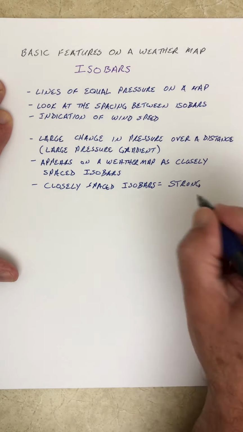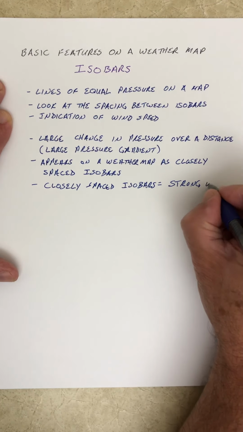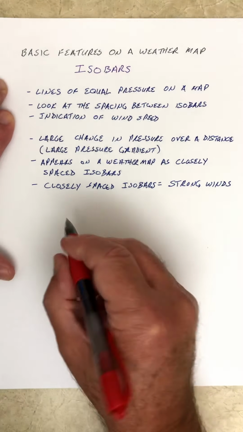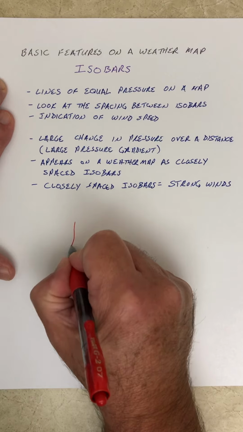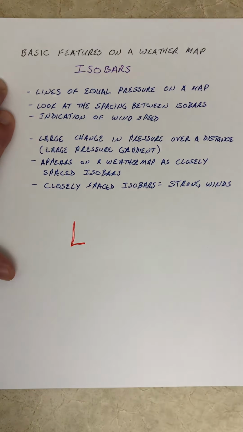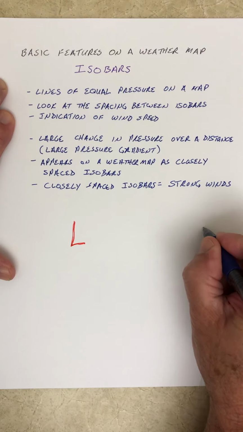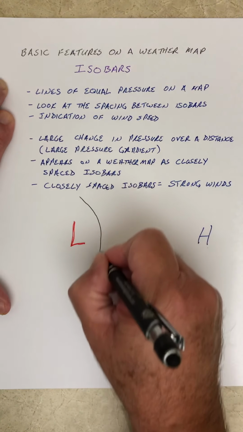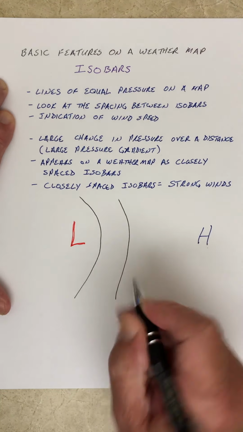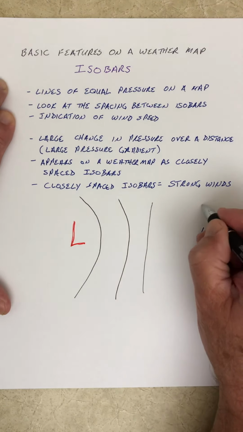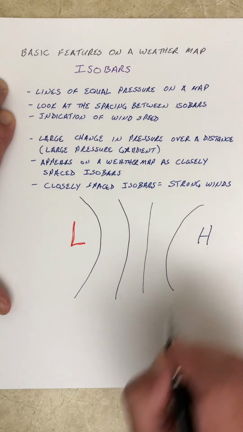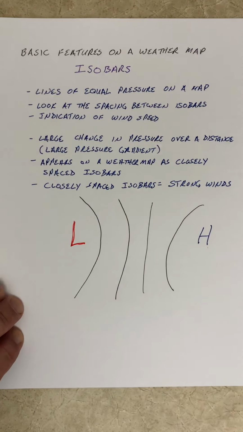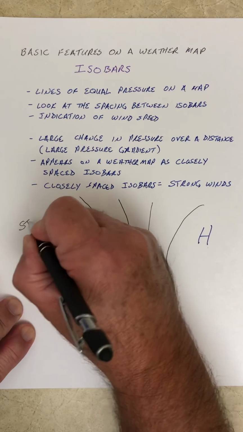So whenever you're looking at a weather map and you see these isobars closely spaced together, winds are going to be strong. Okay, so I'll give you an example. We've talked about high pressures and low pressures. So let's say that we have a low pressure on the map and a high pressure on the map, and in between the two of them we have isobars. These are the lines, these isobars here, and they might look something like this. Whenever you have closely spaced isobars, this is going to be an indication of strong winds.